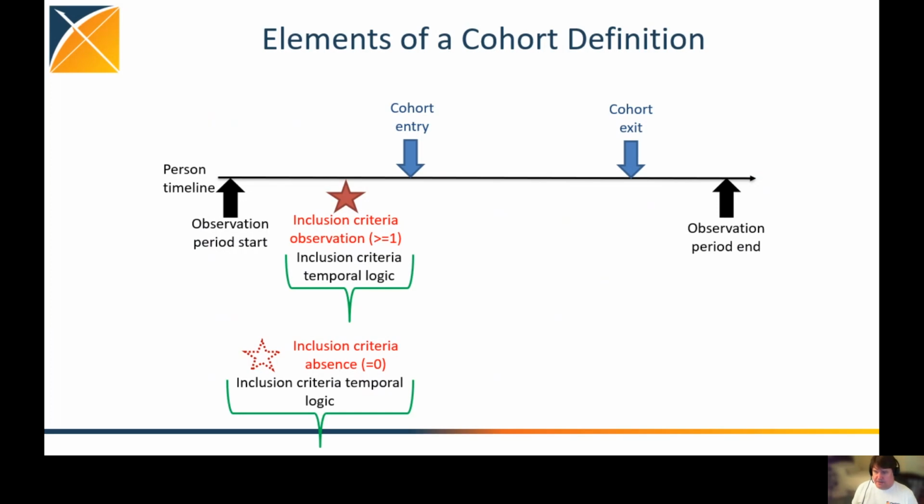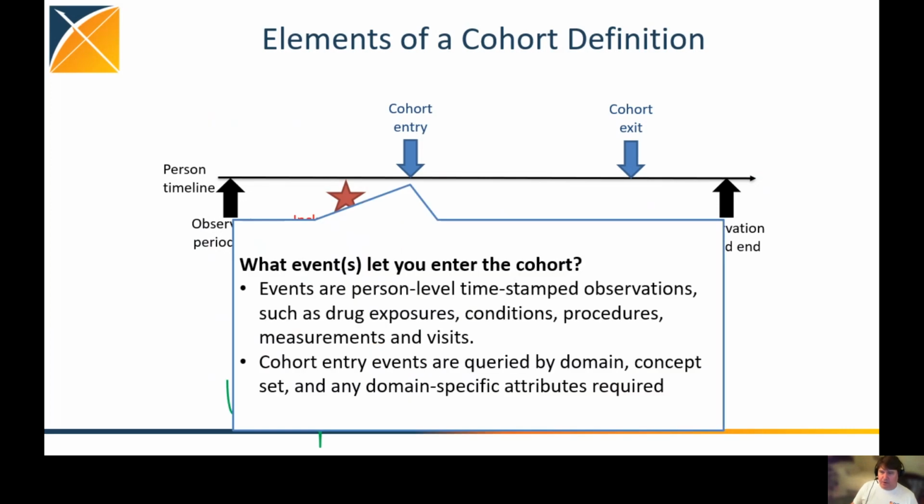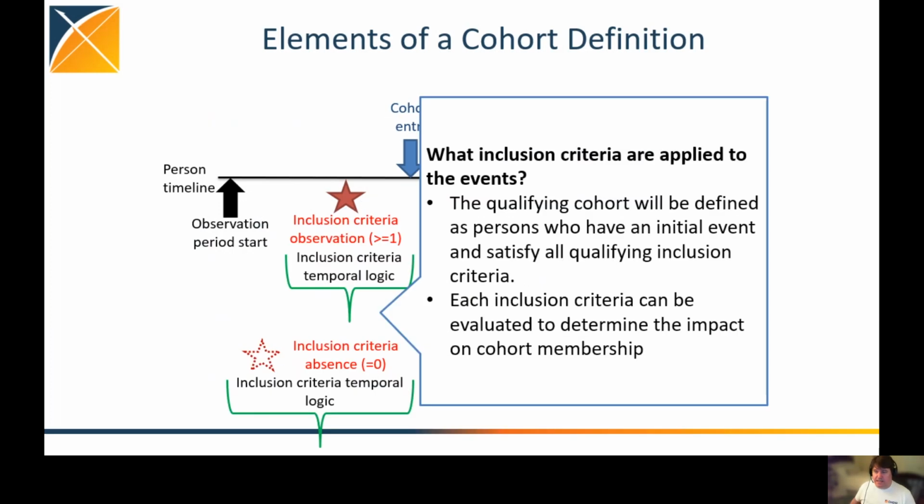So let's look at the elements of a cohort definition with respect to the previous questions and within the context of a person's observation period. For cohort entry, we identify the events from person-level time-stamped observations by querying the CDM by domain, concept set, and any domain-specific attributes. Initial events can be further qualified for cohort entry through the use of inclusion criteria. We can require the presence or absence of other patient-level observations relative to the initial event. Atlas can provide reports on the inclusion criteria to evaluate the impact of these rules.